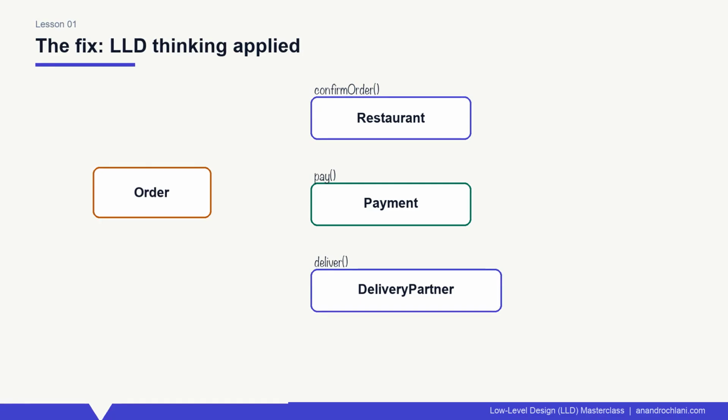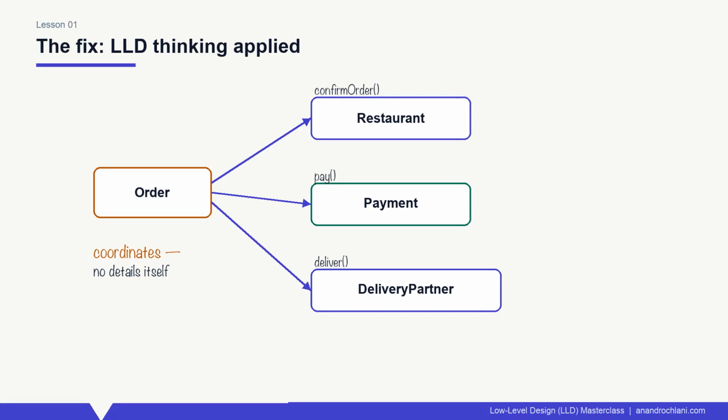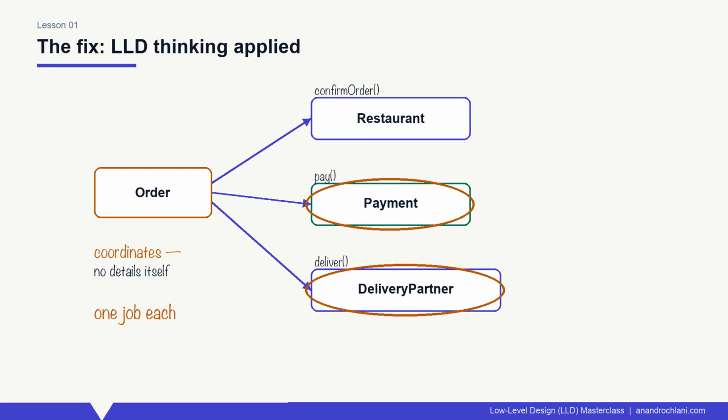Third, how do they connect? Order sits in the middle and coordinates them. It does not need to know payment details or delivery details. It simply asks each object to do its own job. Now, every class has one focused responsibility. So if a payment rule changes, we only touch payment. If delivery changes, we only touch delivery partner. Order stays stable because it delegates instead of doing everything itself.